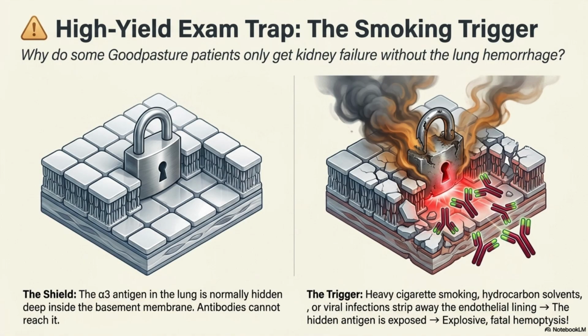However, we have the trigger. Factors like heavy cigarette smoking, hydrocarbon solvents, or viral infections strip away that protective endothelial lining. As a result, the hidden antigen is suddenly exposed, directly leading to explosive, potentially fatal hemorrhage. This is exactly why our 22-year-old heavy smoker presented this way.